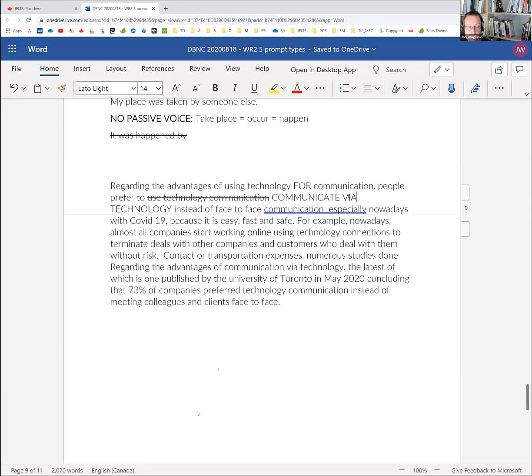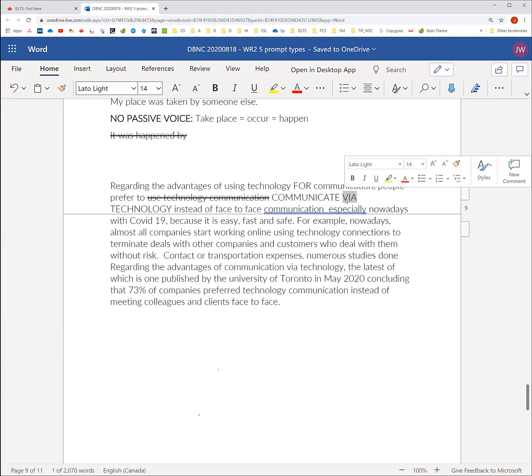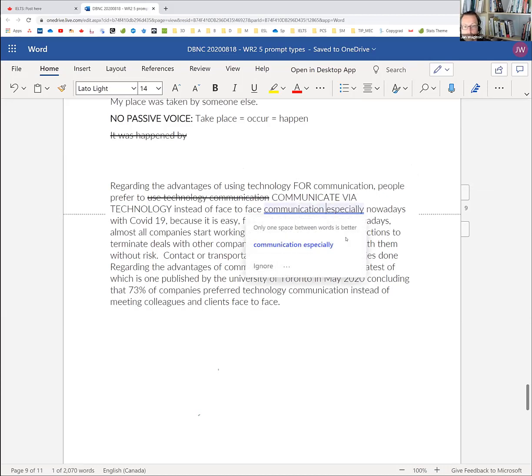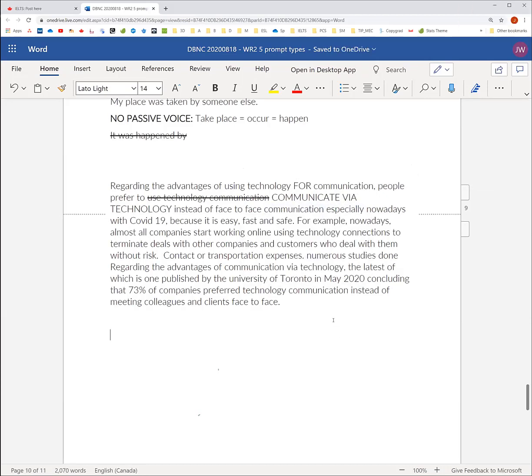I've noticed something because of its absence, that people don't use this word via very much. It's really rare to see. It's a great word. It means through, it's the same meaning as through. Okay. Let's communicate via email. Let's communicate through email. Okay.